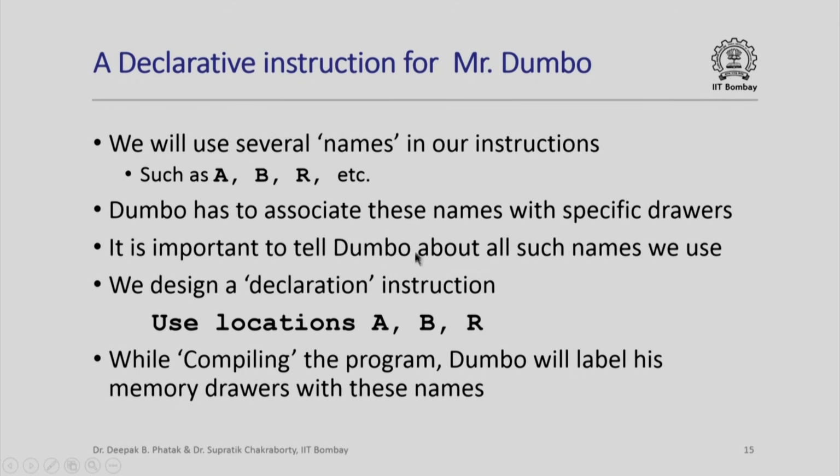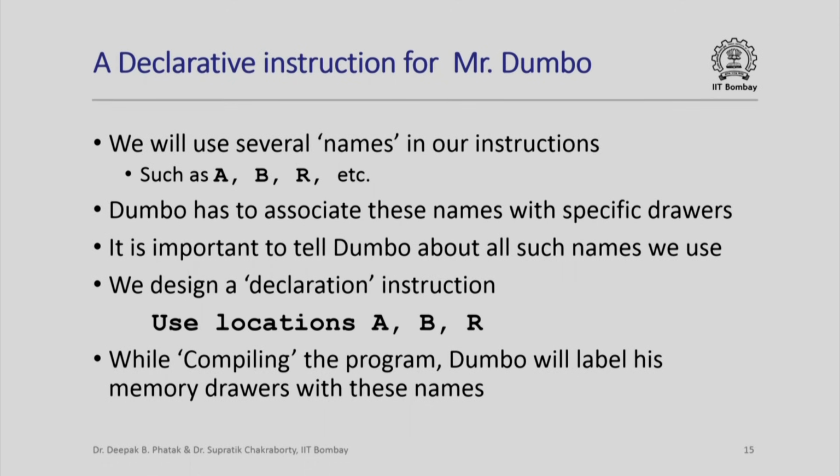So we now design a declaration instruction. A declaration instruction will, for example, say use locations A, B and R. What Dumbo will do while compiling our program is that it will figure out that we are using three names. It will choose any three drawers from his memory, put the label A on one drawer, put the label B on another drawer and put the label R on the third drawer. Once this labeling is done, Dumbo is now free to execute the actual instructions which it has to carry out.